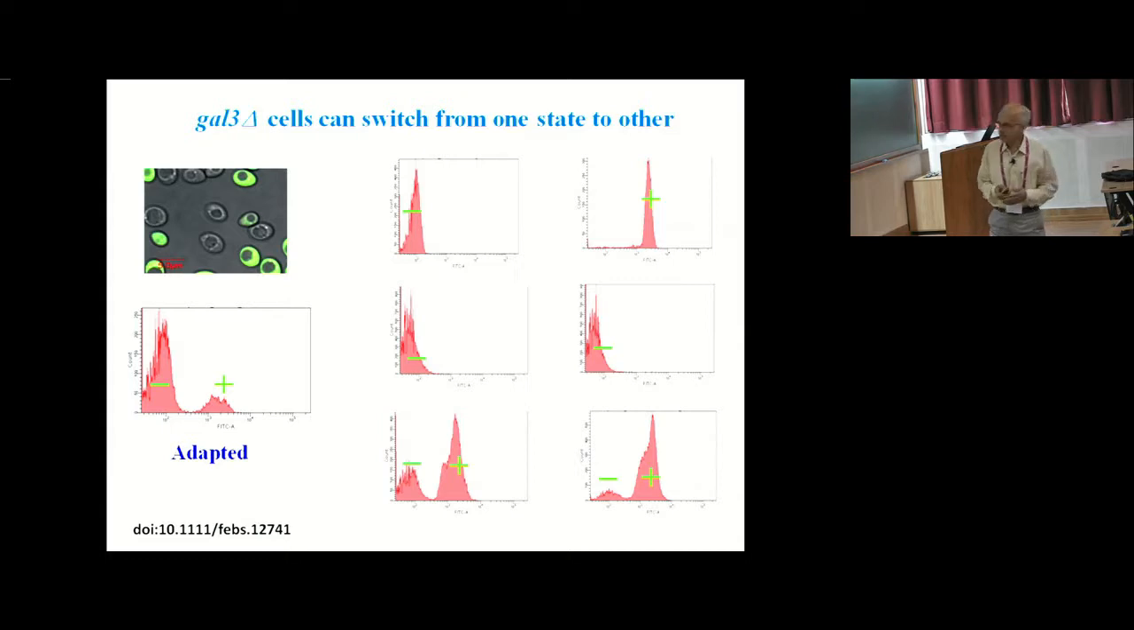When you do a FACS analysis, for example, here, this is your distribution. This is your intensity. So the intensity of these cells and the intensity of these cells is different. But there's a clear bimodal.